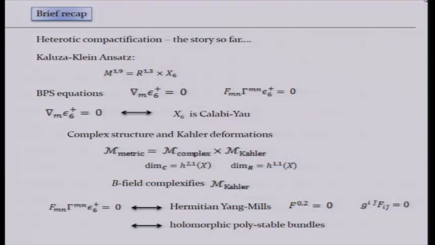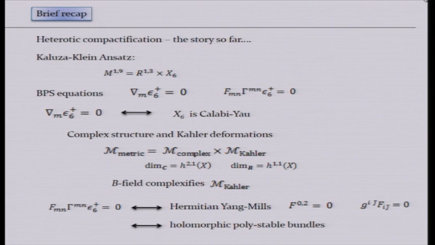Okay, so let's just give a brief recap of the things that we discussed last time. We were discussing heterotic compactifications from 10 down to 4 dimensions, and we wanted to preserve N=1 supersymmetry in 4 dimensions. So we took a Kaluza-Klein ansatz, 10-dimensional space, Minkowski space times X6, and we looked at the 10-dimensional supersymmetry variations, and we tried to find a non-trivial solution.